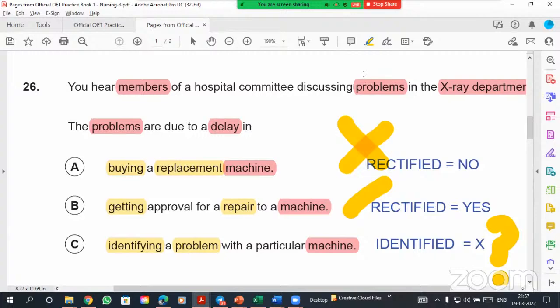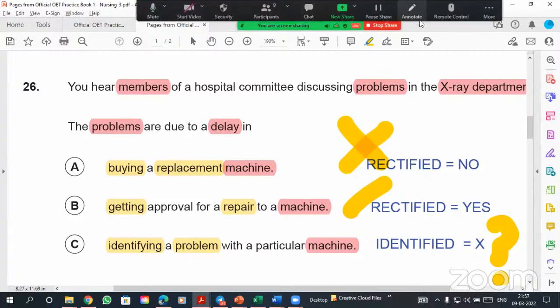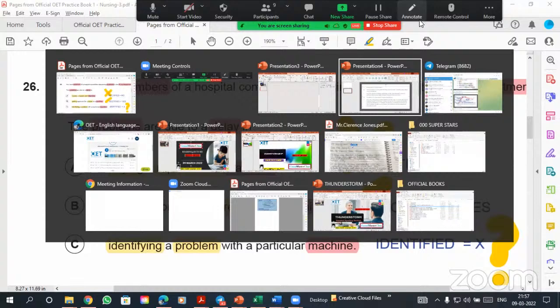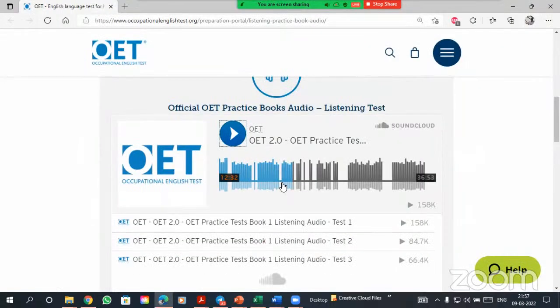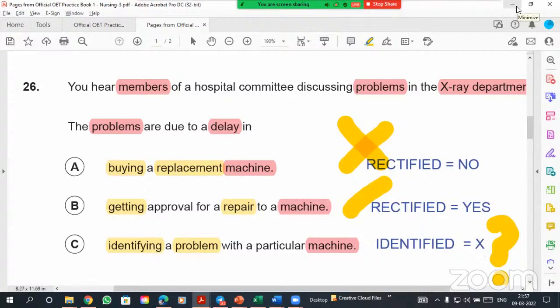Now, let us play the audio. Discussing problems in the X-ray department. Now read the question.